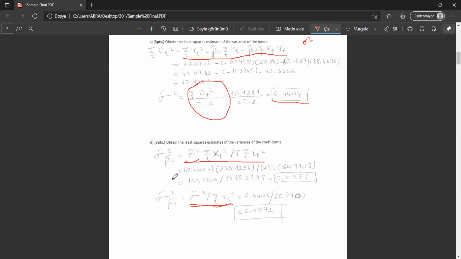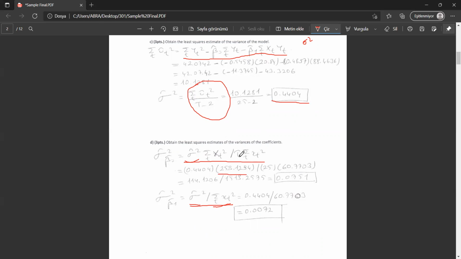You need to know the formulas for the variances of beta 0 hat and beta 1 hat, because you will need them in order to test the significance of beta 0 hat or beta 1 hat, or in order to construct a confidence interval. So here we have the formulas, and we are putting values for the summation of large Xt squared.